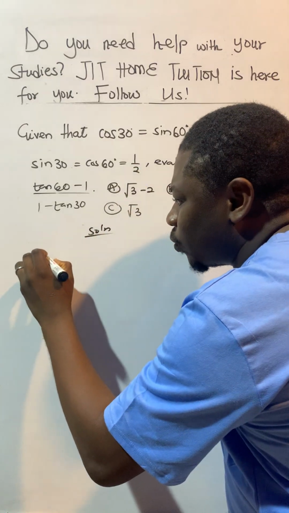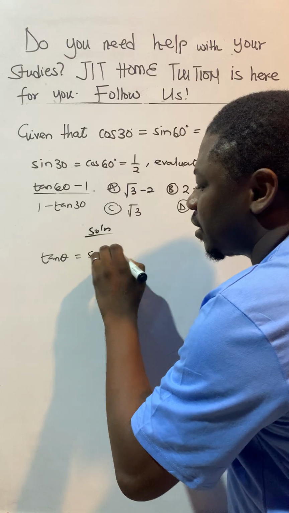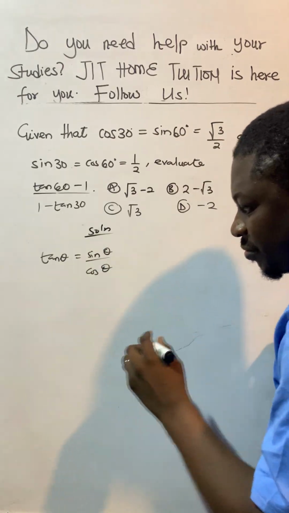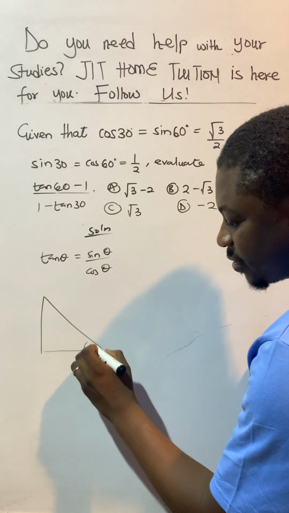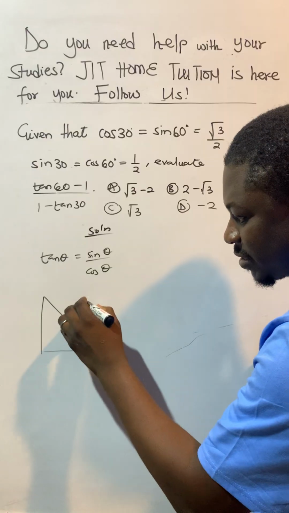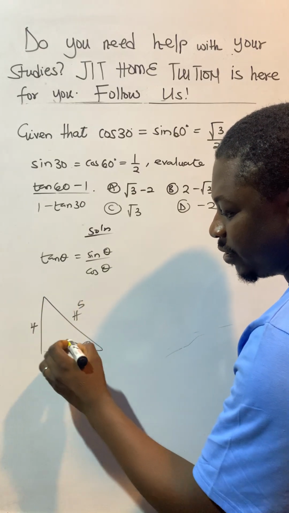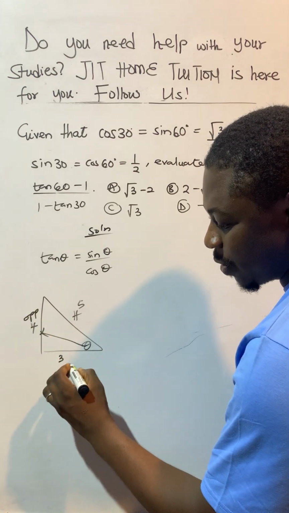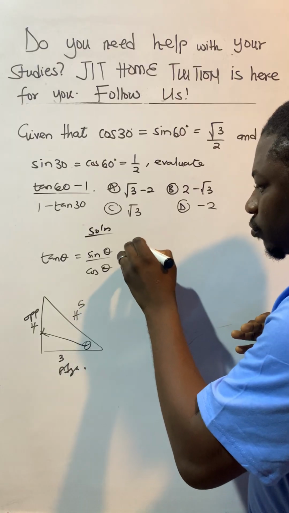Now I want you to understand that tan theta is equal to sine theta over cos theta. Let me explain something. Assuming you have this diagram, this side is your angle, this side is the hypotenuse. Let's say this side is 5, this side is 4, and this side is 3. This side will become the opposite, and this side the adjacent. We have what we call SOHCAHTOA.